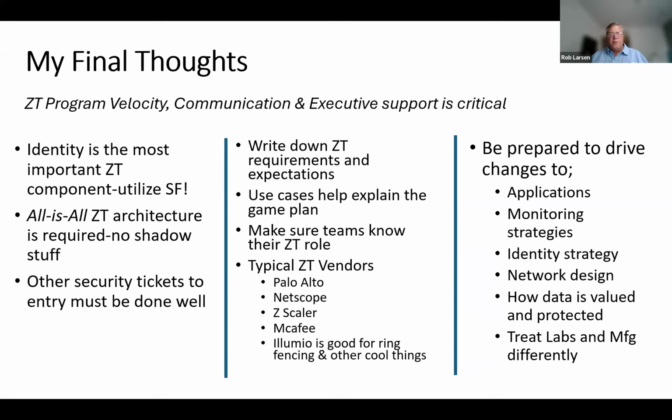Typical zero trust vendors: Palo Alto, Netskope, Zscaler, McAfee. Illumio is good for ring fencing and other cool things, depending upon what you need.